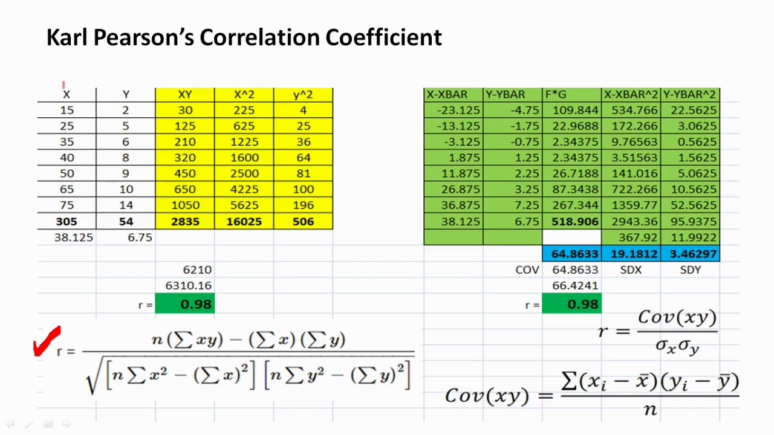So let's consider one data set. The X data points are given as 15, 25, 35, 40, 50, 65 and 75. Similarly, the Y data points are given here: 2, 5, 6, 8, 9, 10 and 14. Now you have to find out whether there is any correlation between X and Y.